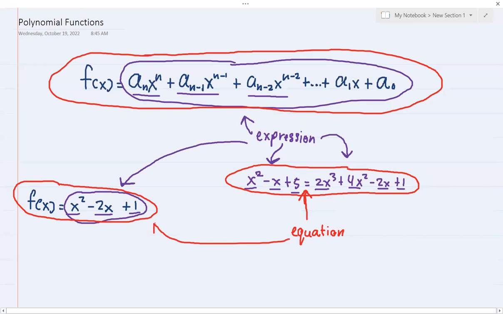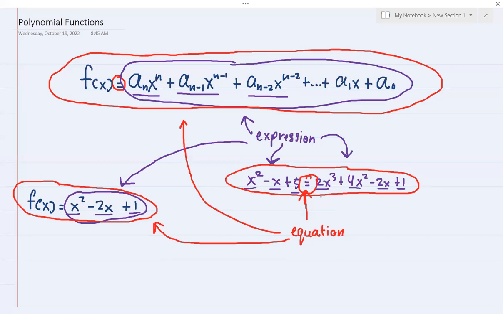The same thing here: f of x is equal to x squared minus 2x plus 1. And the same thing here, f of x equal to a sub n times x and so on. And the same thing here, x squared equal to 2x cubed plus 4x squared minus 2x plus 1. That is what you call your equation. So basically, these are just parts of your polynomial.